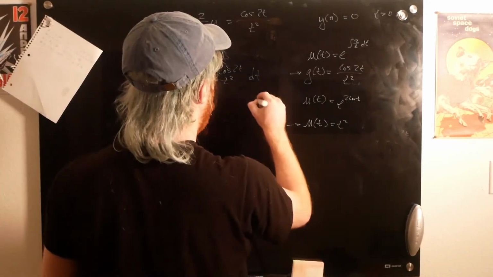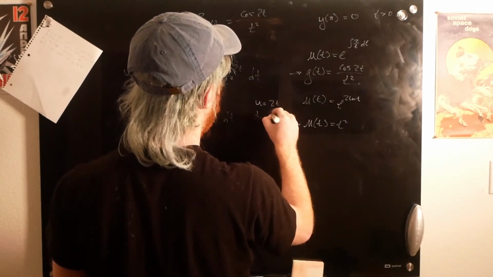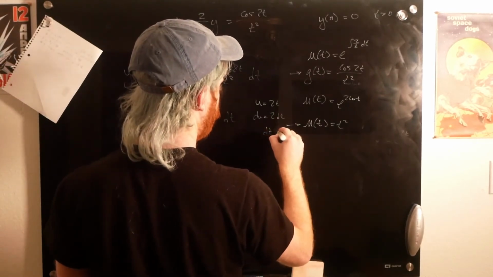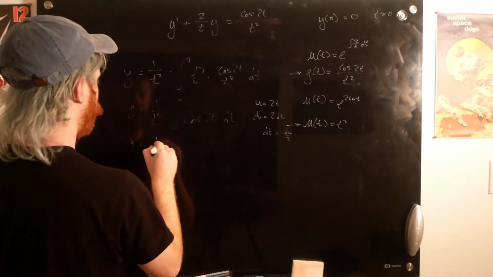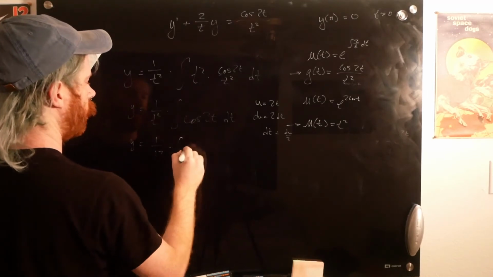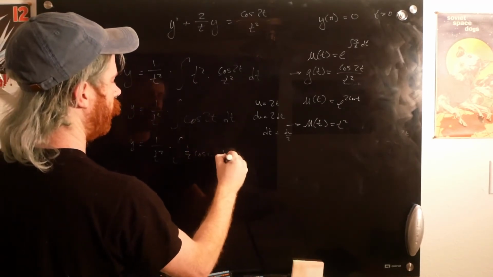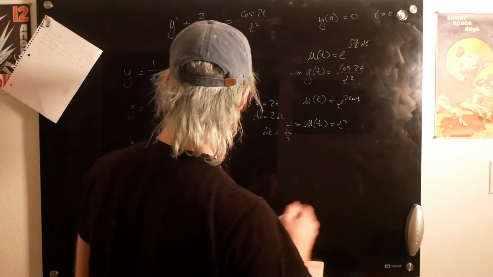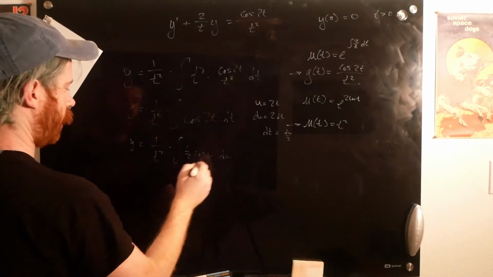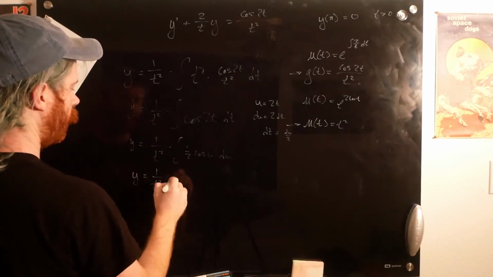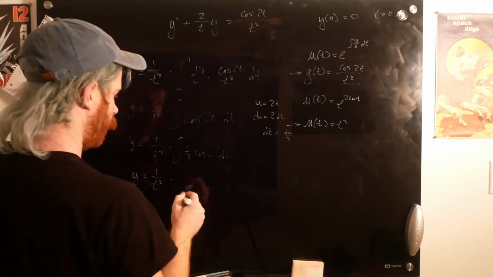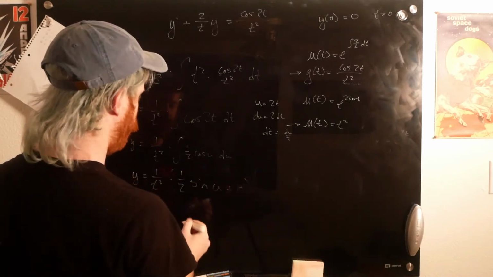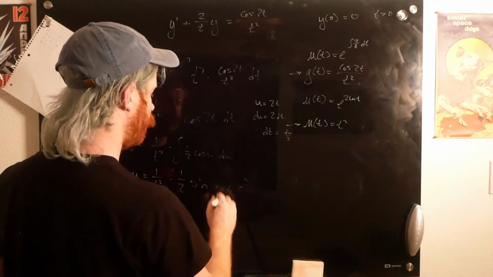So u equals 2t, du equals 2 dt, right? So then we have y equals, and dt equals du over 2, so 1 over t squared times the integral of 1/2 cosine of u du. And what we can do from there is integrate this, right? Y equals 1 over t squared times the integral of 1/2 cosine of u, which is just going to be 1/2 the sine of u. Like that. And we know that u is 2t.